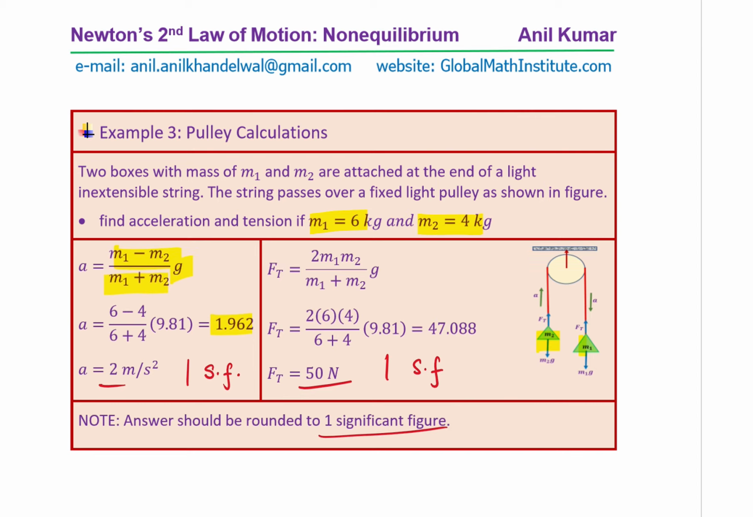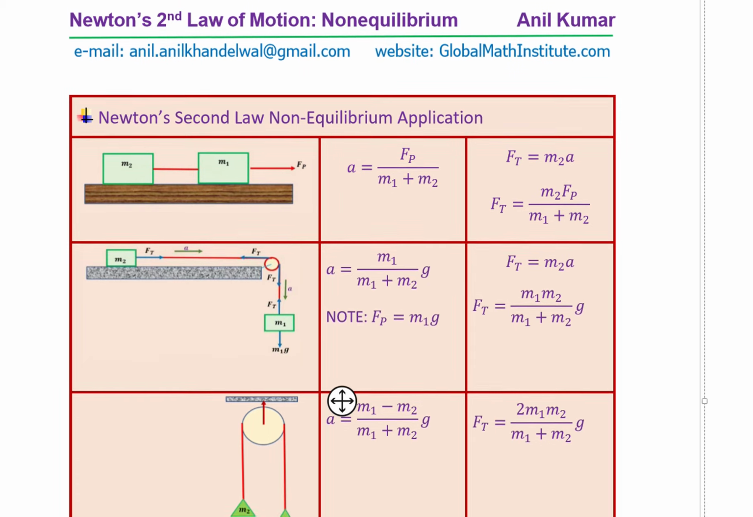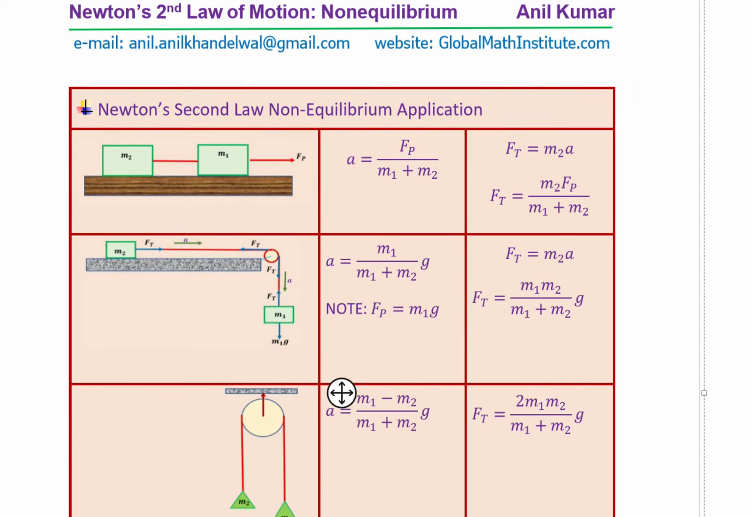Okay, so let's look at the beautiful summary now. The summary here is we took these three examples, right? In these three examples, what did we learn? In the very first case, because we're talking about Newton's second law, acceleration is equal to net force over total mass. Is that clear to you? Now, in this particular case, the net force is Fp, which is acting on it. Total mass is m1 plus m2. We get our formula for acceleration. Perfect.